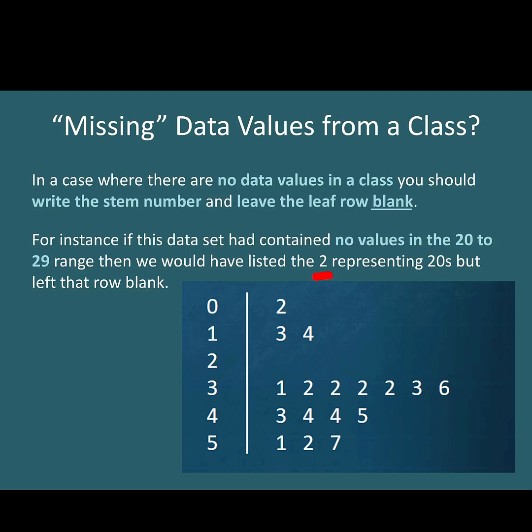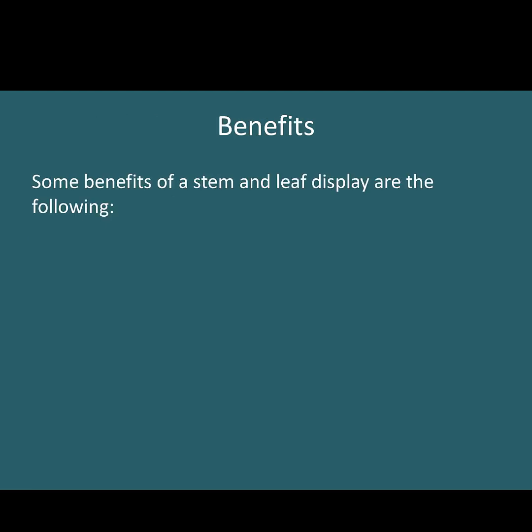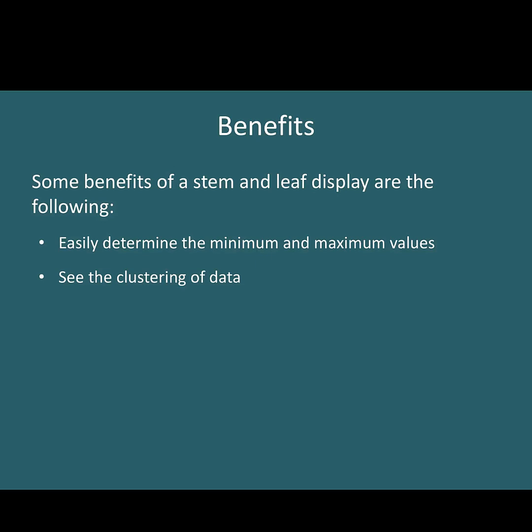Although the stem and leaf plot may be new and look quite strange, it is quite beneficial. Here are some benefits of a stem and leaf display. First, you can easily determine the minimum and maximum values. Next, you can easily see the clustering of data. In this last example, there were several outpatients in the ages of 30 to 39, more so than any other class of ages. Lastly, you get an idea of how the data values are distributed.